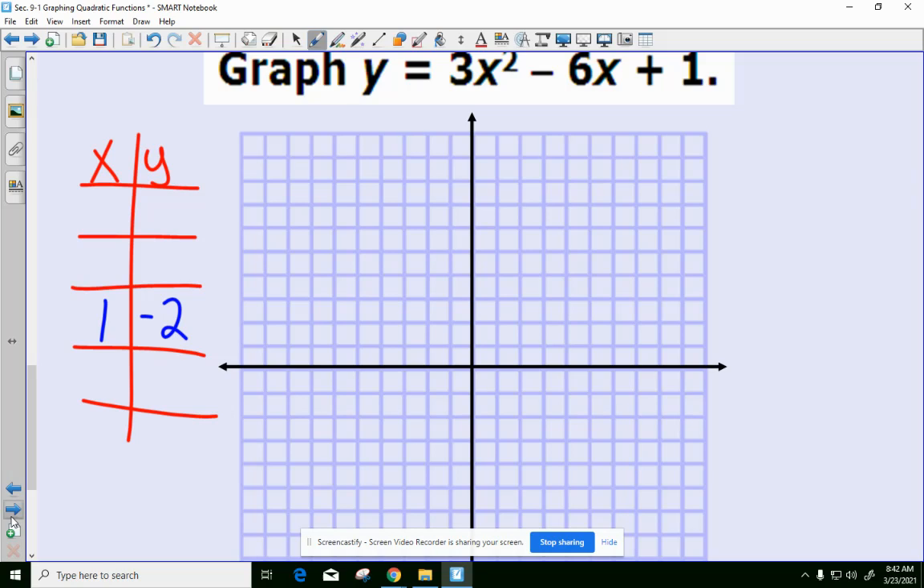I'm about to have 5 ordered pairs. How many do I really need to find? Do I have to find all 5? I found 1 so far. How many more do I really have to find? You know, Faith? You just need to find the vertex and then 2 more. Just 2 more.